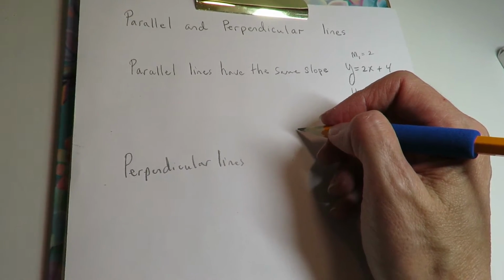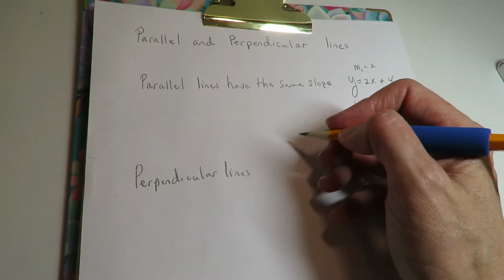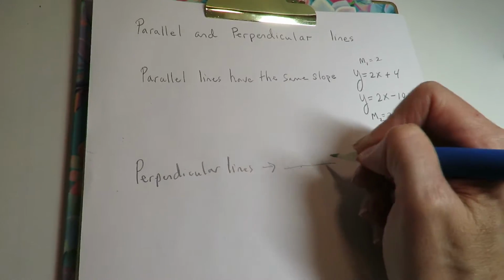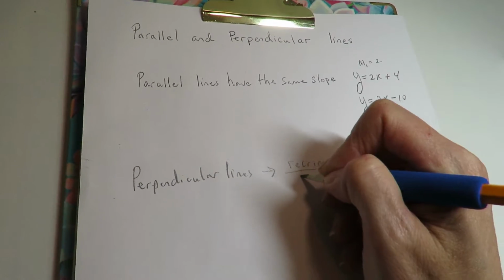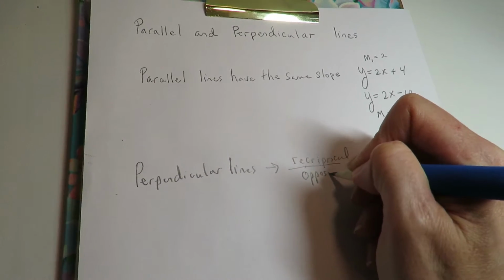lines, the slope is the reciprocal and opposite sign. So you need to take the reciprocal and opposite sign. So you need to do two things.